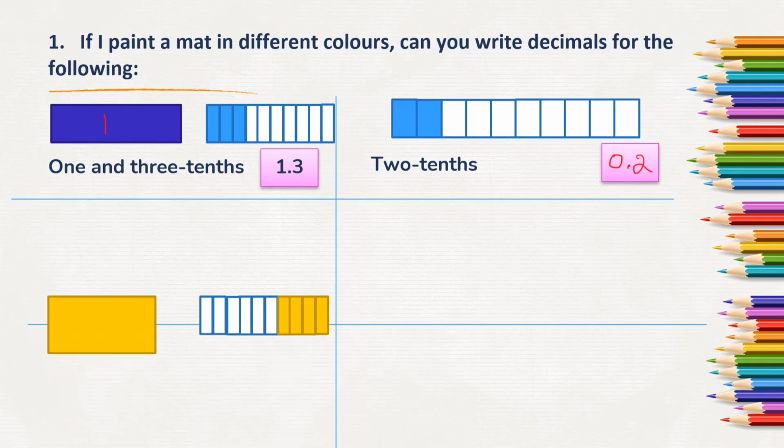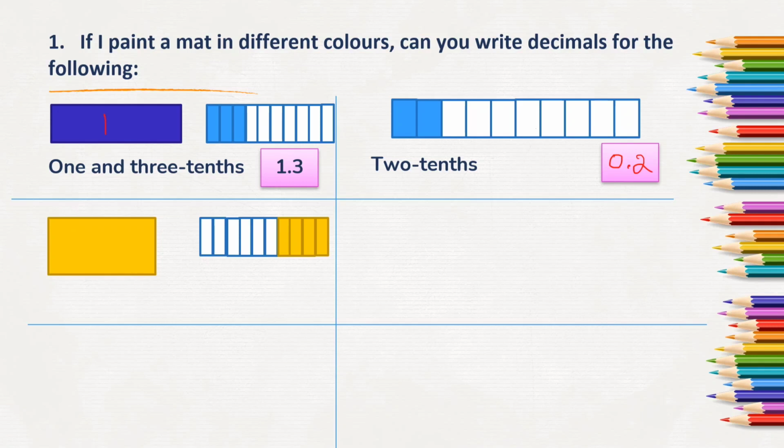So, 2 tenths. Here, one whole is considered. So, one whole and then 4 parts are considered out of 10 parts. So, here 1 and 4 tenths. In decimal, we write as 1 whole number, decimal point, and then 4 tenths.